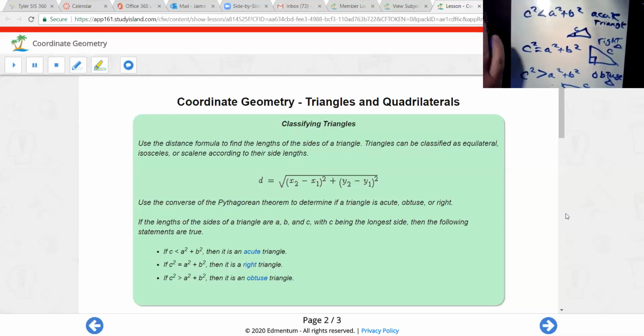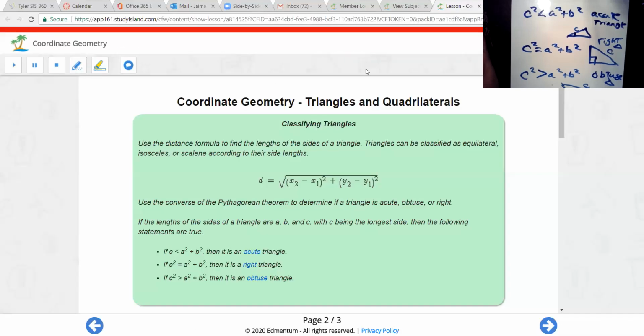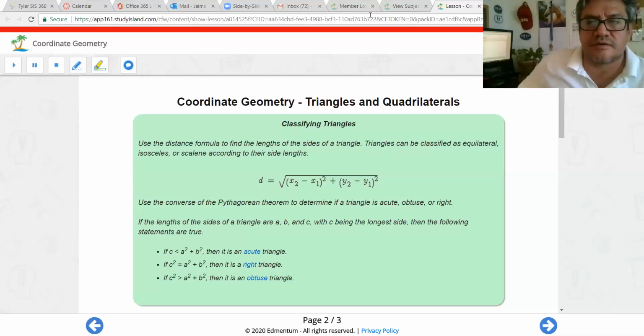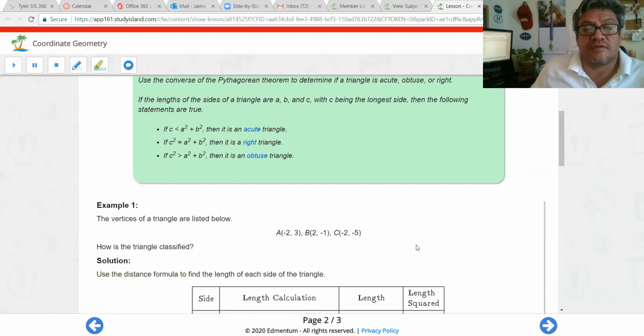So, okay, let's move it on. Let me go back to the lesson and go back to the integrated camera here. All right, so let's look at our examples. The vertices of a triangle are listed below. So here we go: -2, 3; 2, -1; and -2, -5.